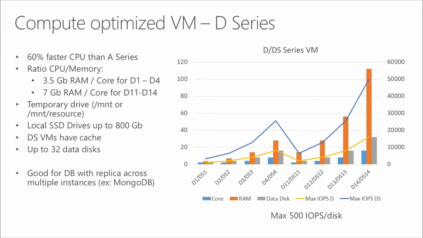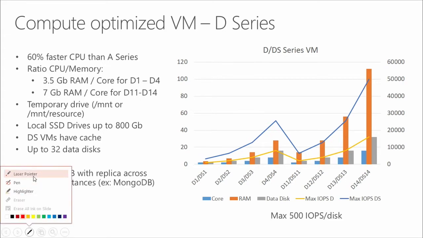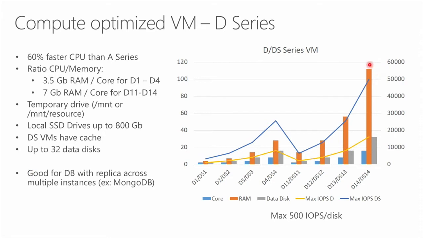The D14 series machine can go up to, if you look at the number, let me bring the laser, that's the peak of RAM that you will get on a D series VM. That's 112 gig of RAM. Cool. So it starts to be a decent VM. I'm not saying this is the biggest VM, but it starts to be a decent VM.